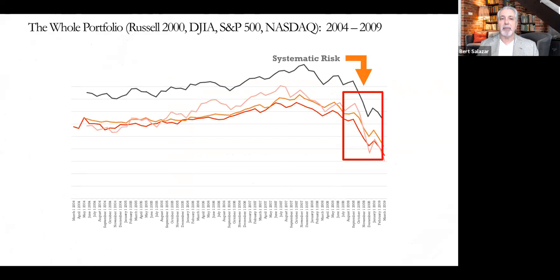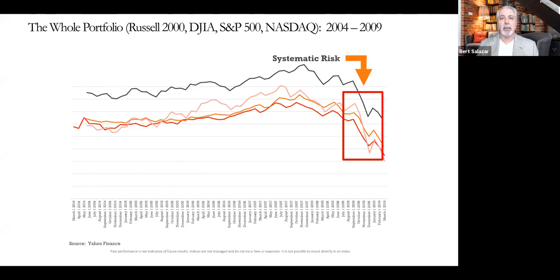Take a look at the same period from 2004 through 2009. And this included the vast majority of the sectors in the industry. So we're including here the Russell 2000, the Dow Jones Industrial Average, the S&P 500, the NASDAQ. So if you had a portfolio invested in all these sectors, you would have had at least 2,600 companies inside that entire portfolio. So from an asset allocation standpoint, you would have felt very comfortable because you figured that you were going to be totally diversified.